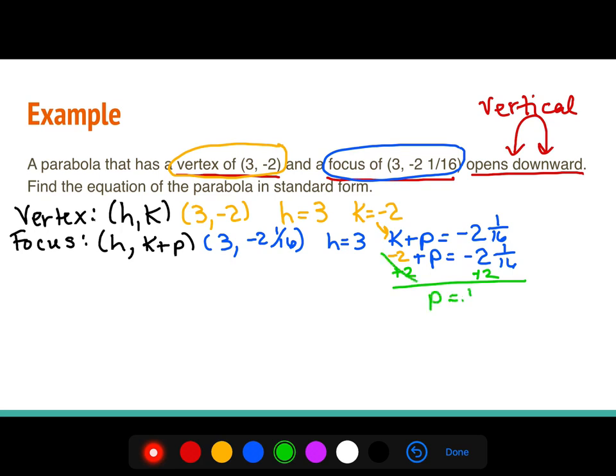But from above, I know what k is. It's -2. So -2 plus p equals -2 and 1/16. Add 2 to both sides, I will get what p is. So p is 1/16. So I know what h, k, and p are.